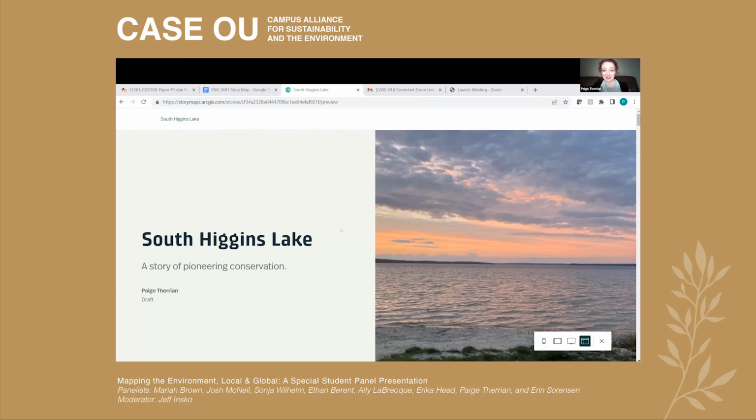All right, so the location that I chose to examine is South Higgins Lake, which is in the northern part of Lower Michigan. It actually borders Roscommon County, where Higgins Lake is, borders Crawford County. So it's a little bit similar to Erin's story.